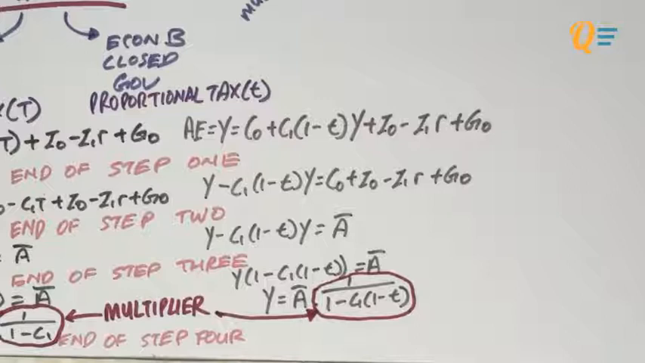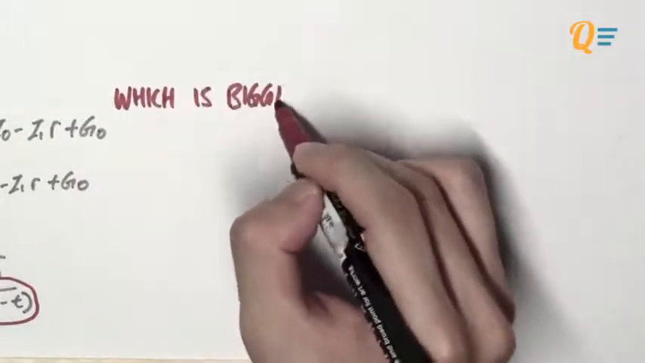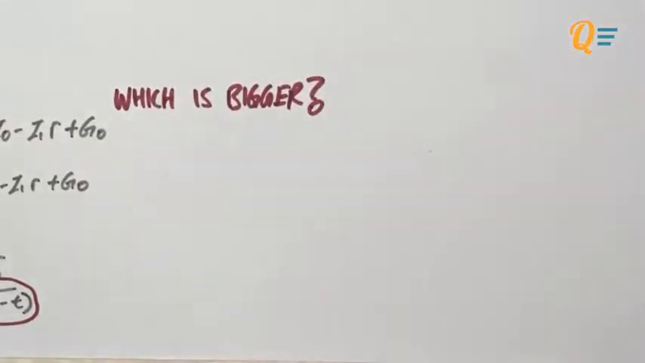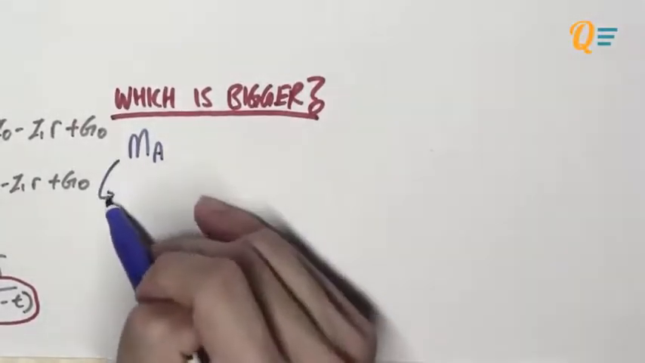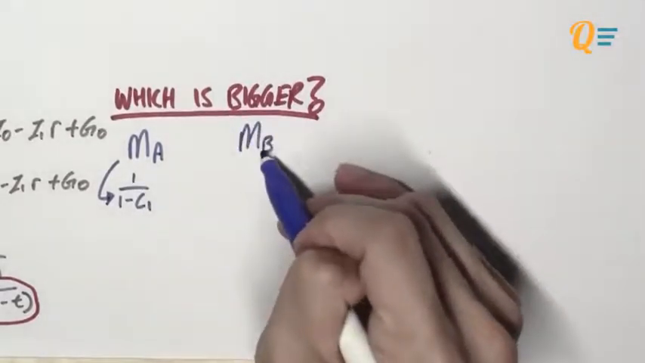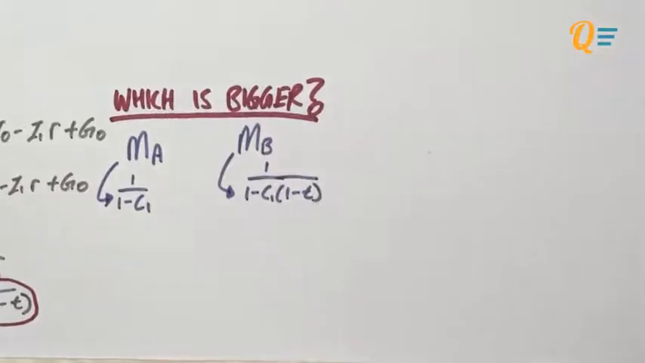So as you can see, we're using these 4 steps. It's actually very simple to derive your multiplier. Okay, one of the challenges that you might face is they're going to ask you, so which multiplier is bigger? Okay, is it going to be multiplier of economy A, which is 1 over 1 minus C1, or is it going to be the multiplier of economy B, which is this chunk of stuff over here? So which one is bigger?